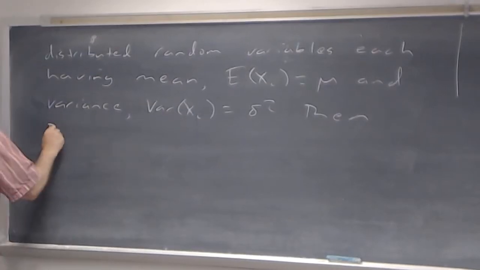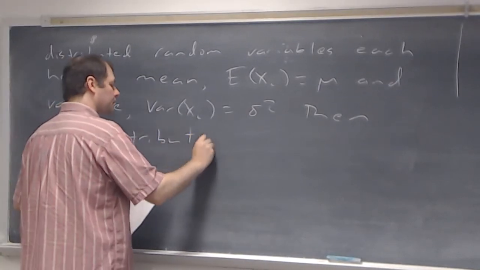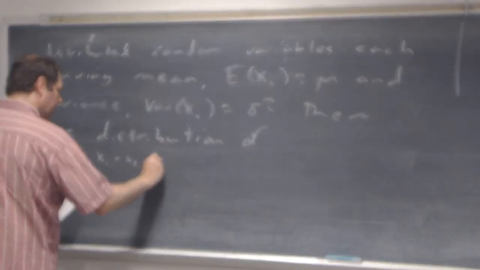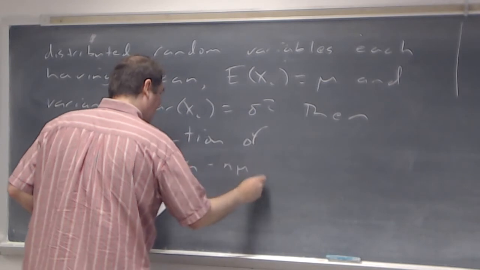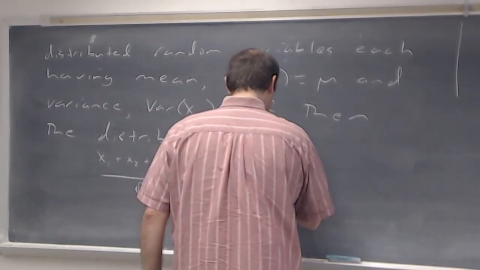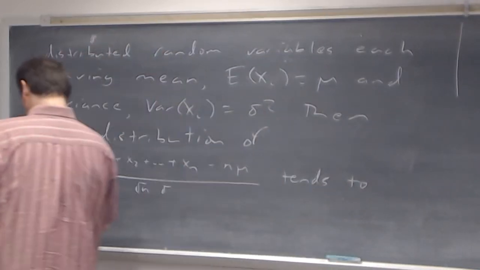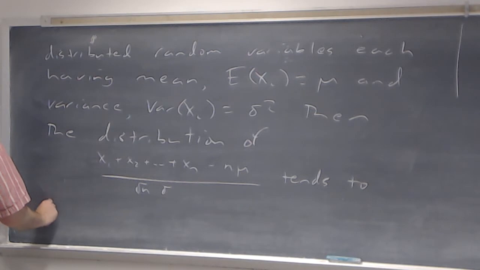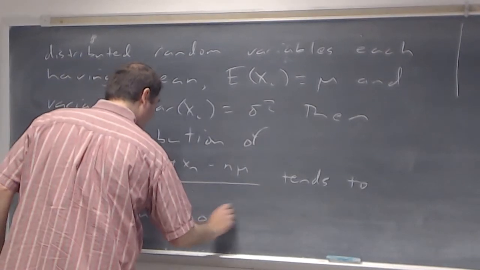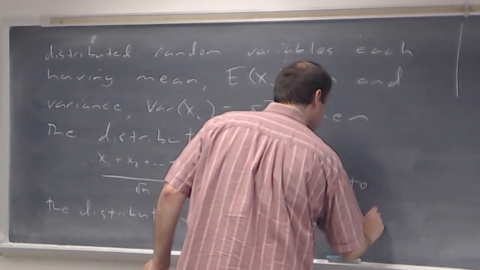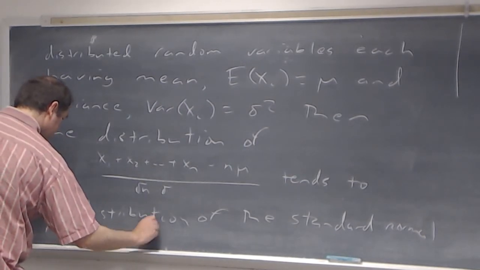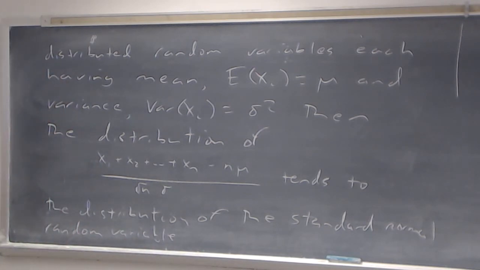Then the distribution of this quantity, X1 plus X2 plus all the way up to Xn, minus n times the expected value, all over the square root of n times sigma, tends to the distribution of the standard normal random variable as n goes to infinity.